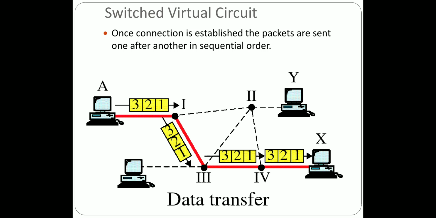Now, since the connection has been established, the virtual circuit has been established between A and X. Now the entire data, that is the 1, 2 and 3 packets of a single message, are sent sequentially over the same route to X. So they are following the same route and they are reaching the receiver sequentially.